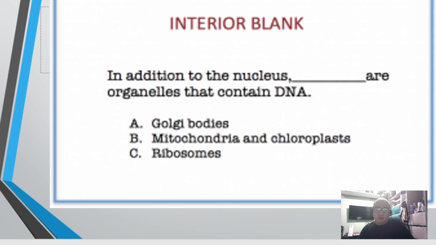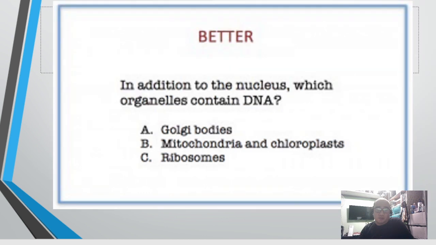So let us avoid using an interior blank in a multiple choice question such as this. Sometimes we see questions which use an interior blank. This is not a good example of how a better stem is used in multiple choice questions. So this is a better MCQ: in addition to the nucleus, which organelles contain DNA? So you have there the three options.